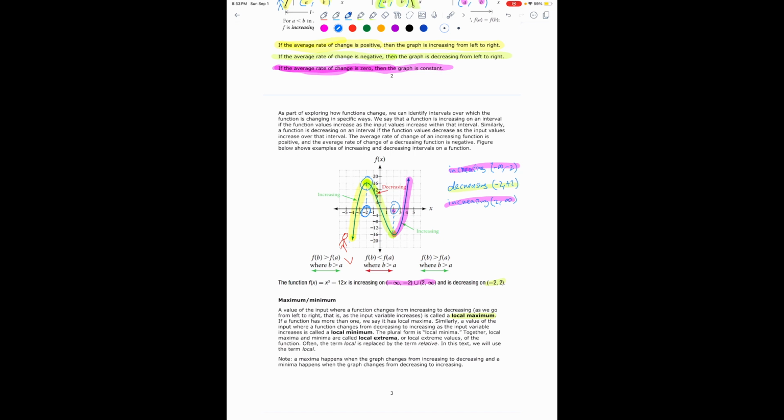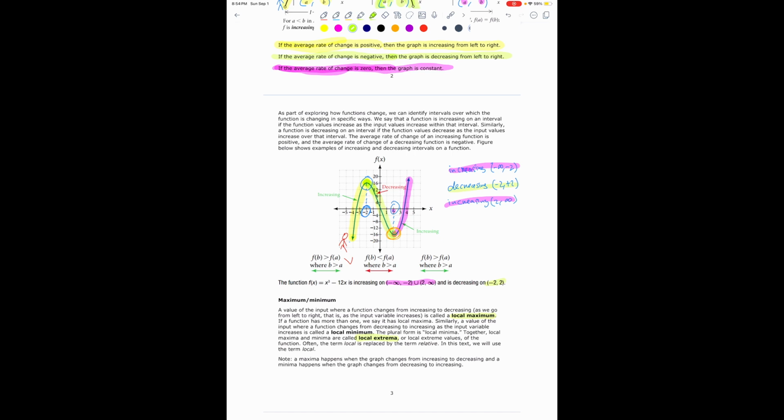Similarly, a value of the input where a function changes from decreasing to increasing as the input variable increases is called a local minimum. And here is an example of a local minimum, where the behavior changes from decreasing to increasing. The plural of minimum is local minima. Together, local maxima and minima are called local extrema. So if we're talking about local maxima and local minima, we can just say local extrema or local extreme values of the function.